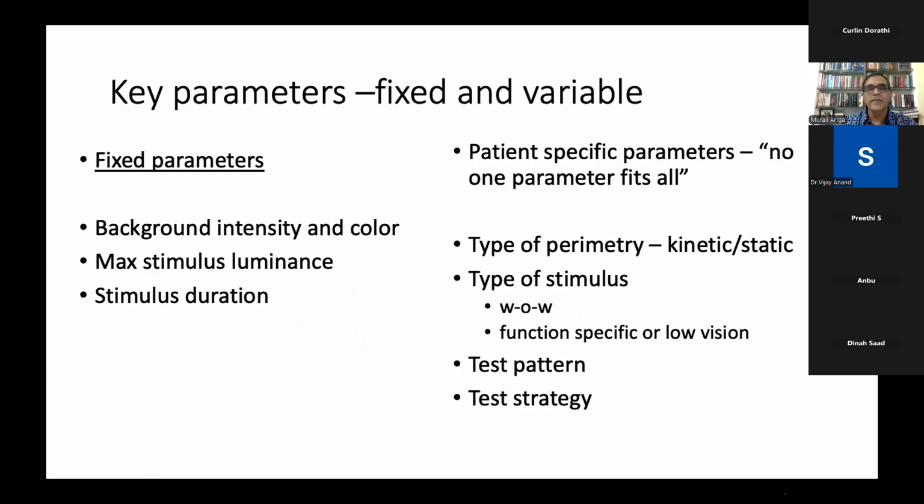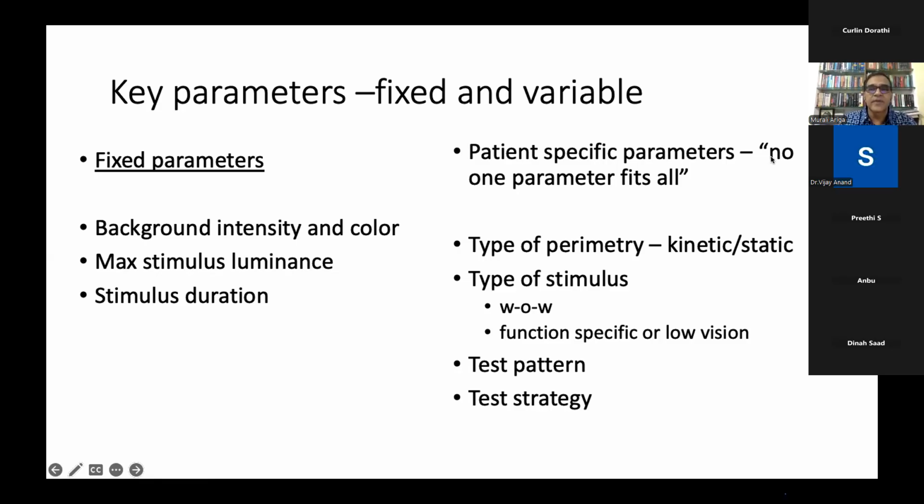So what are the key parameters in perimetry? We have what are called fixed parameters, and you have variable parameters. The fixed parameters, like I mentioned already, are a fixed background intensity and a standard color, say, white on white perimetry as we call it. We have a maximum stimulus luminance, and we also have a stimulus duration. These are all kept fixed. They're not really going to change when you're doing tests for this patient.